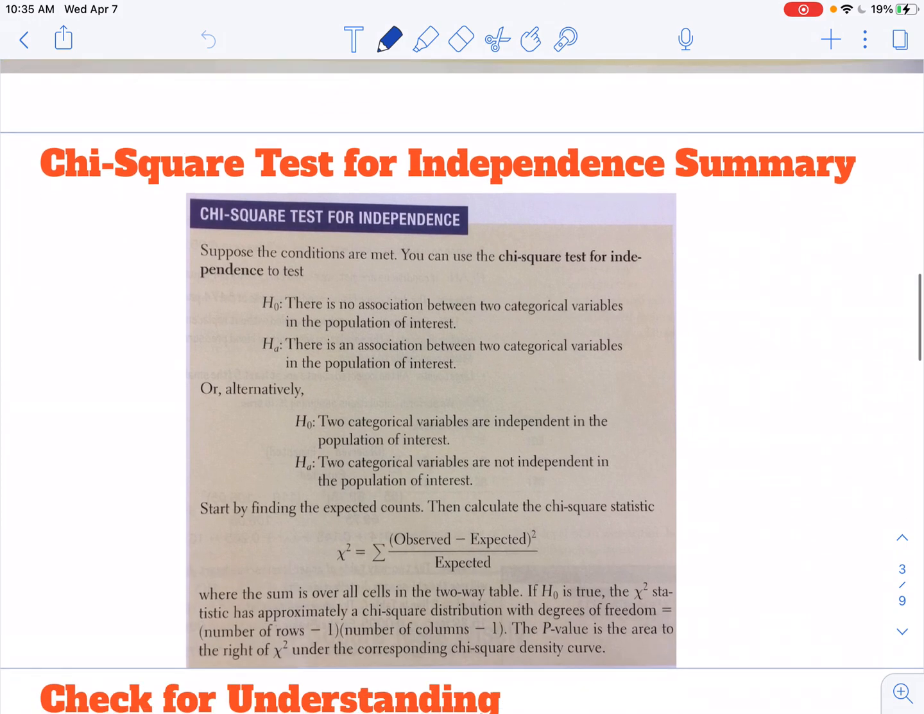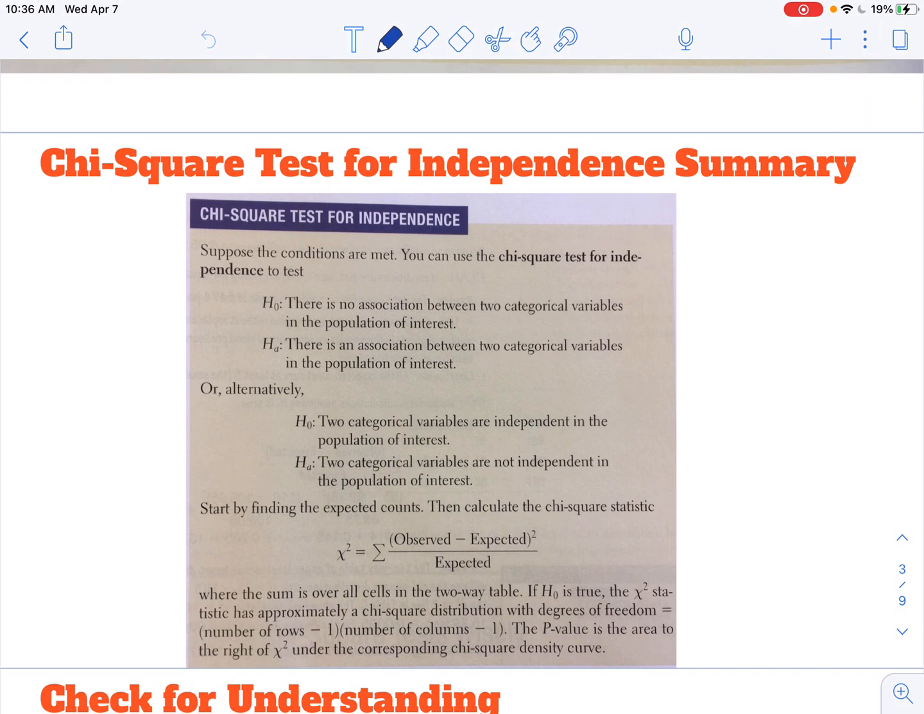This is the summary here of the chi-square test for independence. So again, null hypothesis, there's no association between two categorical variables in the population of interest. And your alternative hypothesis, there is an association between two categorical variables in the population of interest. And we can also write that alternatively: two categorical variables are independent in the population of interest, or two categorical variables are not independent in the population of interest, for your null and alternative hypothesis. So again, from this point on, it just runs the way that it always runs.